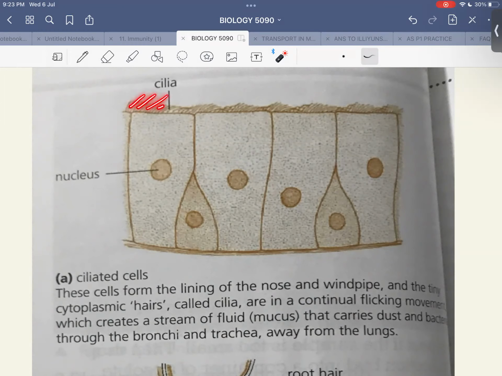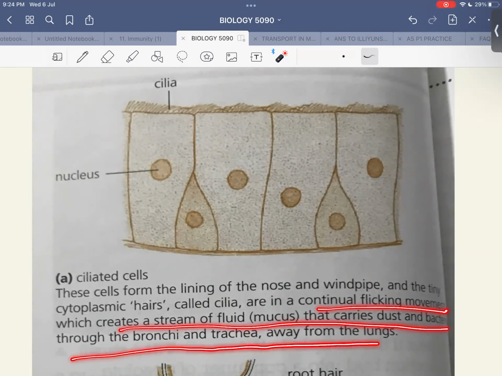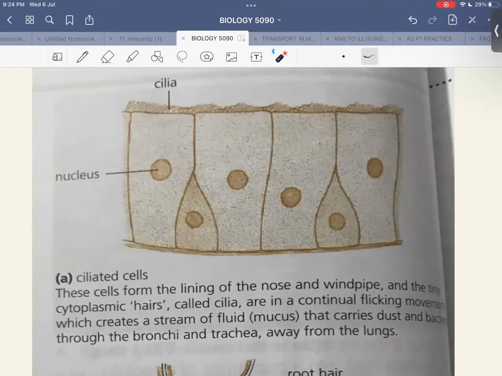You can see these are the cilia and they are moving like this, to and fro, forwards and backwards. So by their continual flicking movement, it creates a stream of fluid or mucus that carries dust and bacteria through the bronchi and trachea away from the lungs. Since these cells line your nose and windpipe, and we are always breathing through them, when we breathe in, we will breathe in dirt particles also with the air.